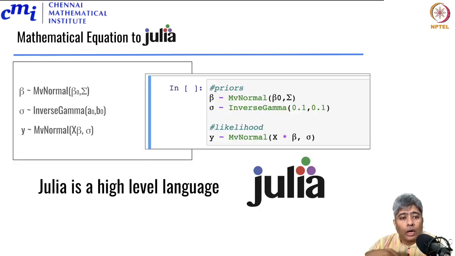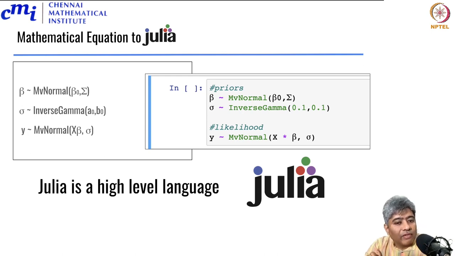So here comes Julia, which gives us an interesting advantage. Now here you can see a small code snippet from my Jupyter notebook. The way we write our equation, we can write our code in Julia exactly the same way. So this is a very, very important and interesting way we can write Julia code.